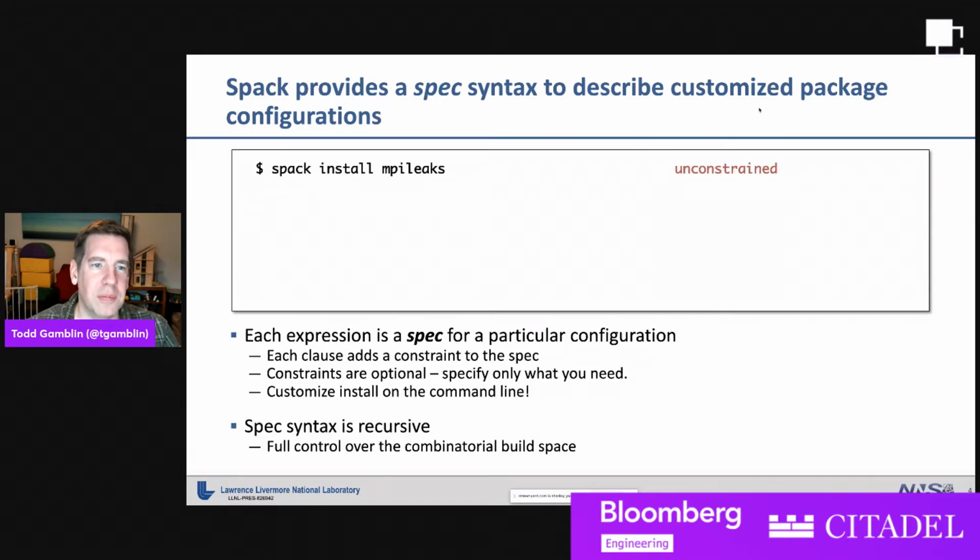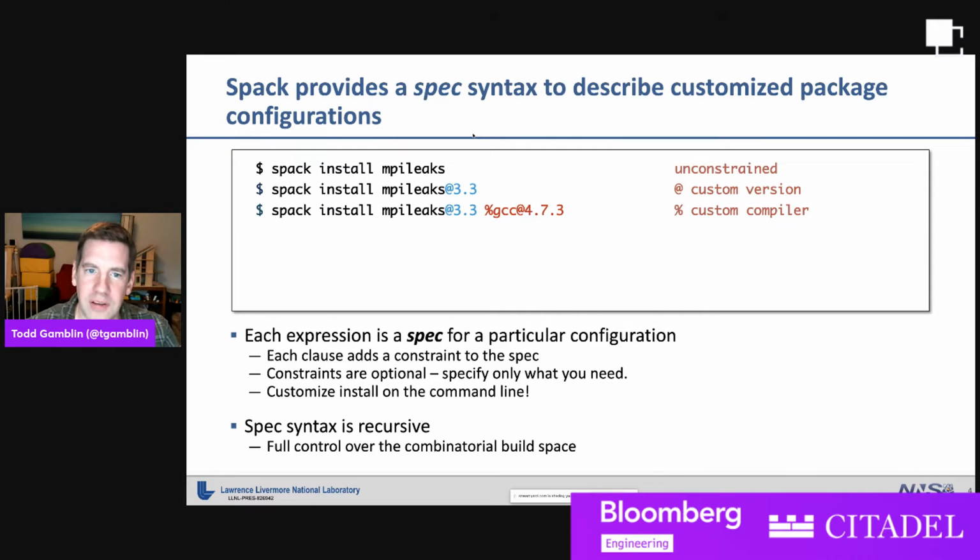if you say that you want to install something, you can provide a lot of constraints that maybe you don't see in other package managers. So just by the default, you might say install mpileaks. This is a tool for measuring MPI programs. You might specify a particular version. So far, so good. Looks similar.